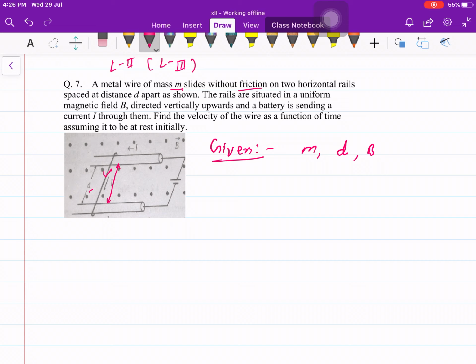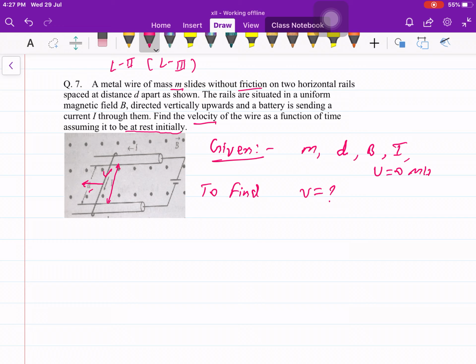We can use Fleming's left hand rule to find the direction. If you use it, then the direction will be this. I am not going to explain the direction, it is your duty to find it out. Current flowing in the wire is I. We have to find the velocity of the wire as a function of time, and it is initially at rest, so one more thing is given: initial velocity is 0 meter per second.